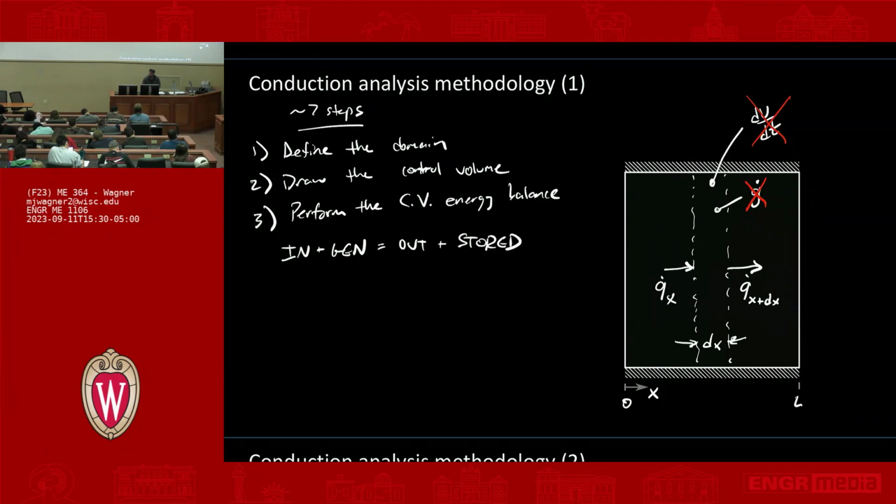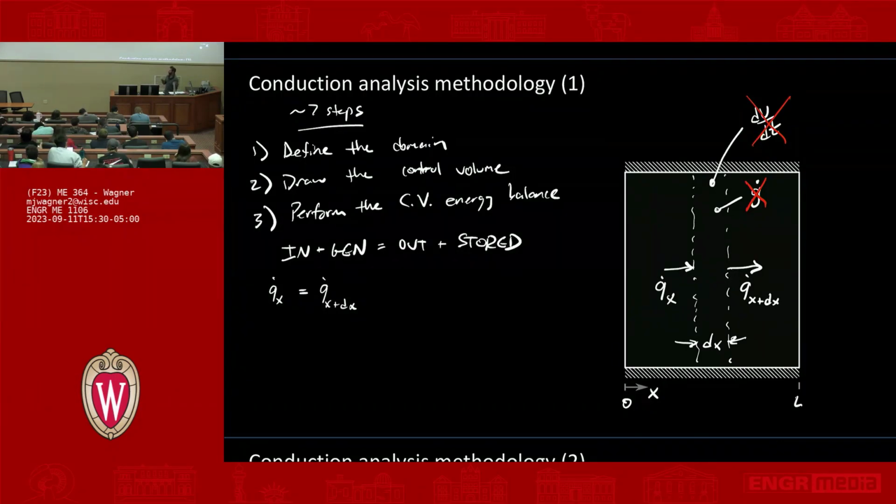All right, remember your first law, energy balance? In plus generated equals out plus stored, and we have to put the stuff into the different categories, right? This is fairly simple in this case. So we say in, well, coming in is q dot x. Generated, we're saying nothing's generated here, so we'll just leave that off. What is going out? Well, that's q dot at x plus dx. And then nothing's being stored because this is steady state.